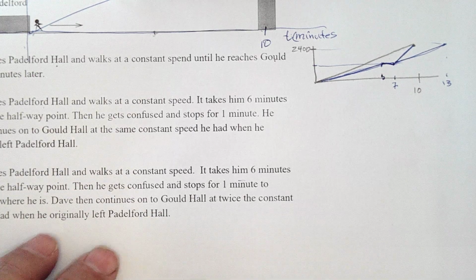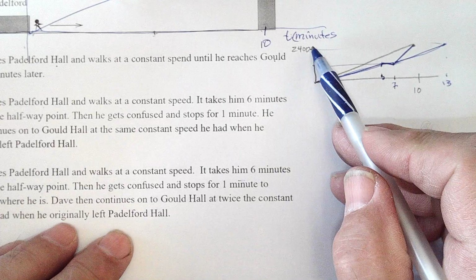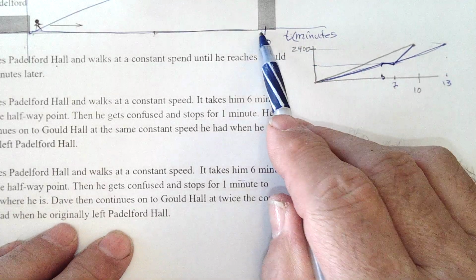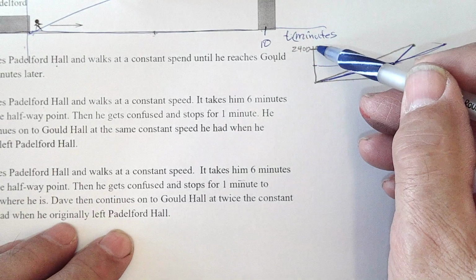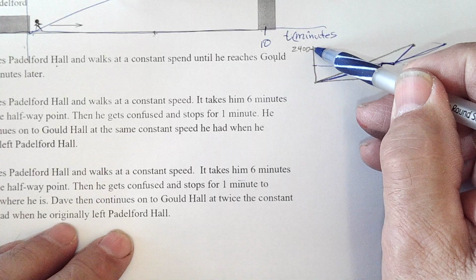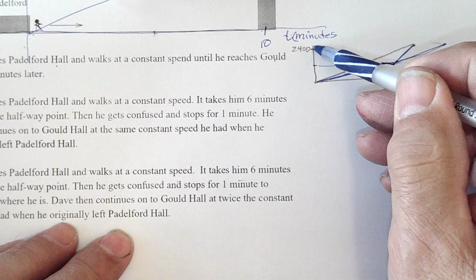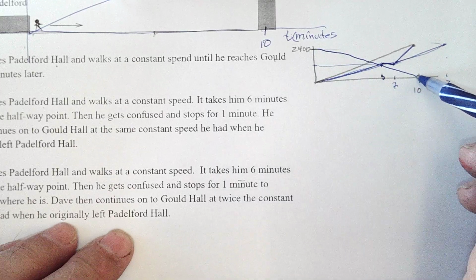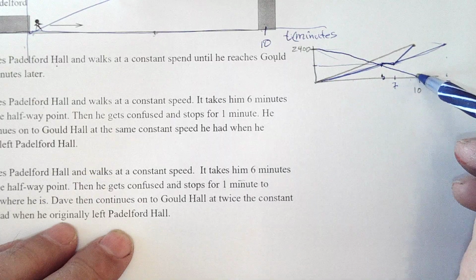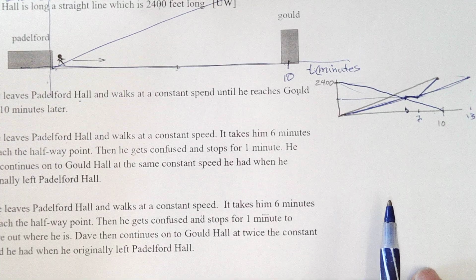And the final one I don't have here is someone leaving Gould Hall and coming back. And so that would have to start 2,400 feet from Padelford Hall and walking back to Gould Hall, and that would come down. And I think that person just did a constant. I don't have that here, but it would be something like that.